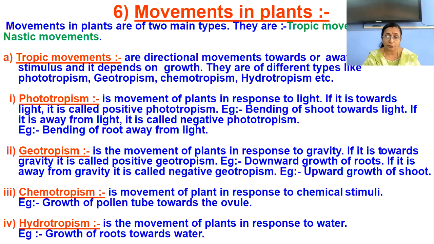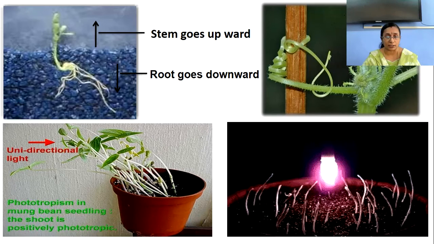Now coming to hydrotropism. Hydro, as you know, refers to water. So hydrotropism is movement of plants in response to water. Here also we see that the roots are positively hydrotropic. They grow towards water, whereas the shoot does not grow towards water.